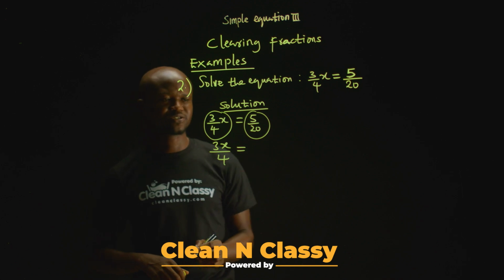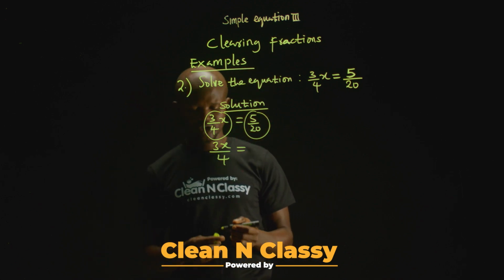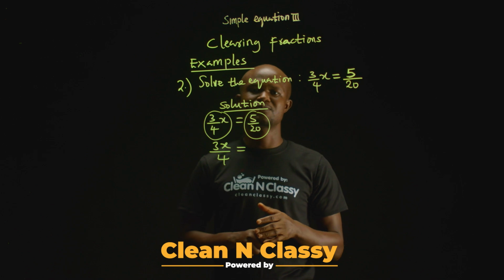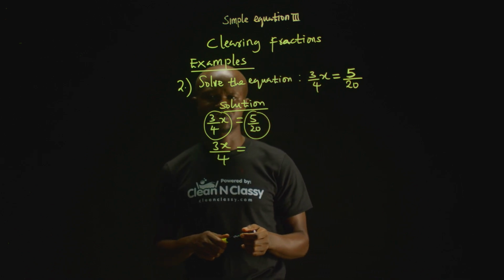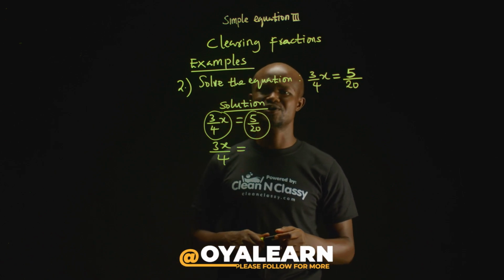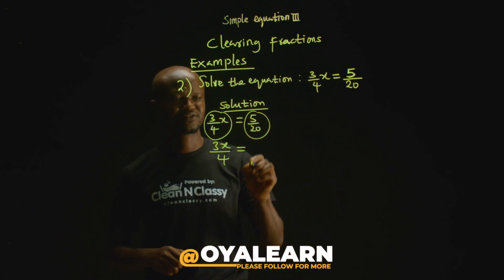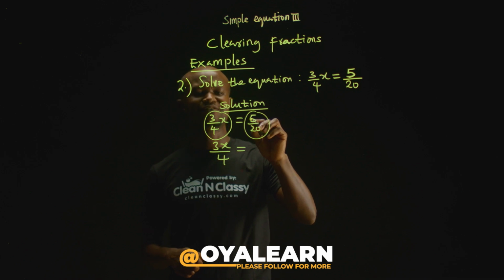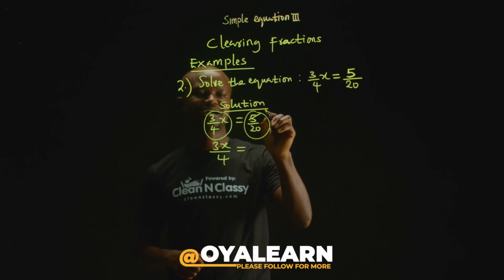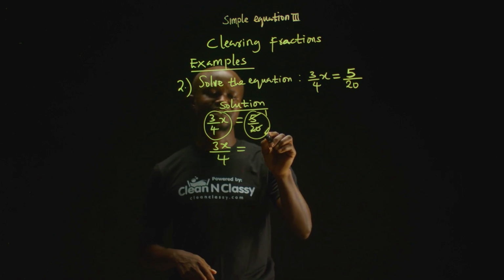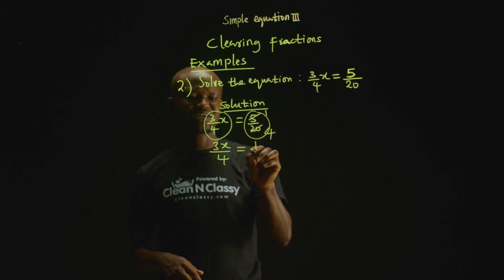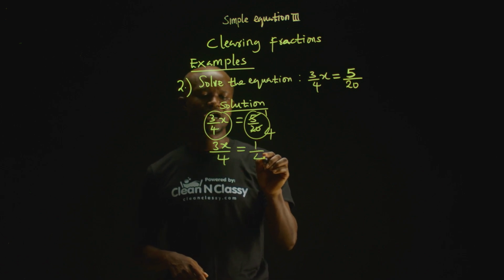How do we reduce this fraction? There is a common factor. The highest common factor that we divide both numerator and denominator by without any remainder is 5. So we say 5 divided by 5, that is 1, and 20 divided by 5, that's 4. So it means that on the right-hand side we have 1 over 4.